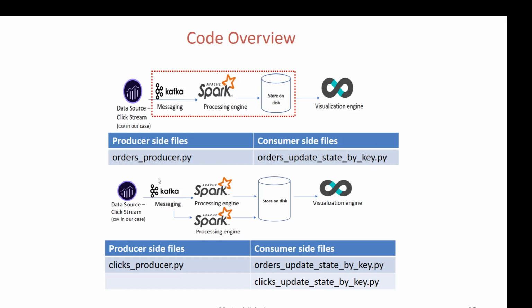But in my second case, I'm passing the data on one topic and consuming it at two different Python scripts, but using the same topic. So I'm using the same topic, but I have two consumers available at that time.